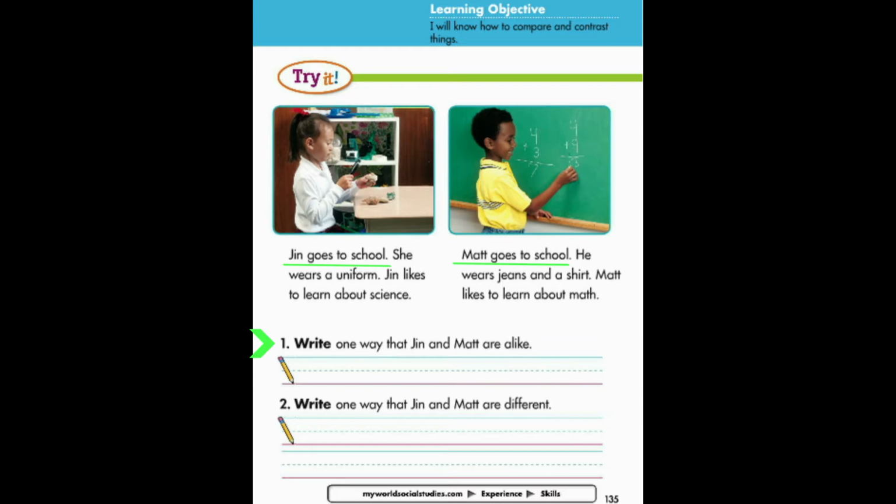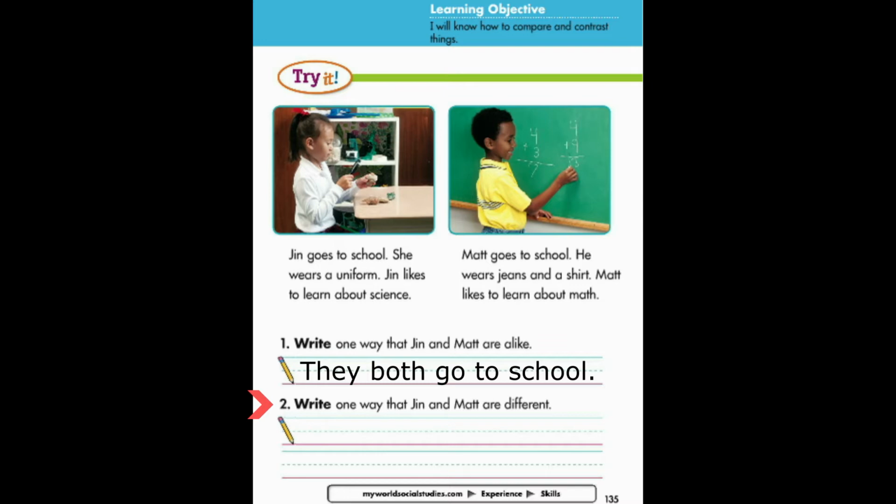I am going to write the sentence. They both go to school. That is how Jen and Matt are alike. Now let's look for the differences. Question 2 says, write one way that Jen and Matt are different.